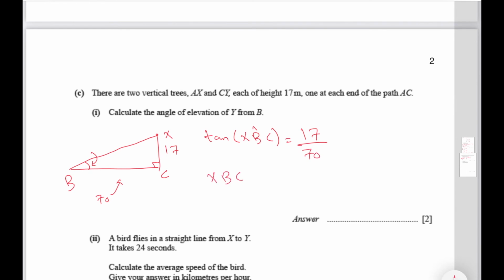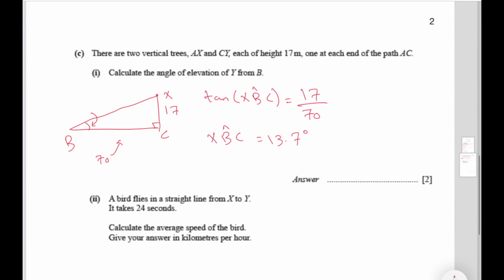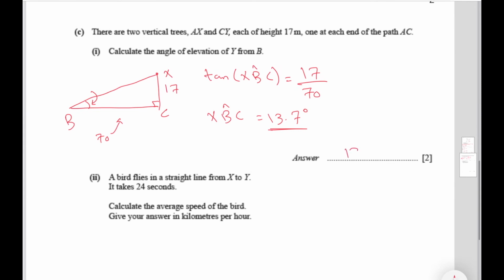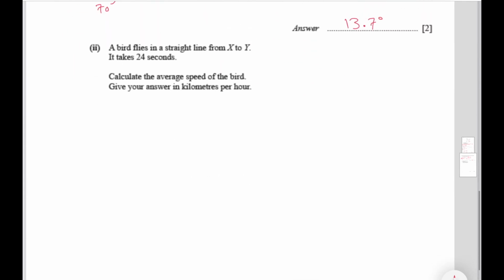So let's see what XBC comes out to be. We do 17 divided by 70, and the inverse tan of that gives us 13.7 degrees. So the angle of elevation of Y from B is 13.7 degrees. The next part says a bird flies in a straight line from X to Y. It takes 24 seconds. Calculate the average speed of the bird. Give your answer in kilometers per hour.